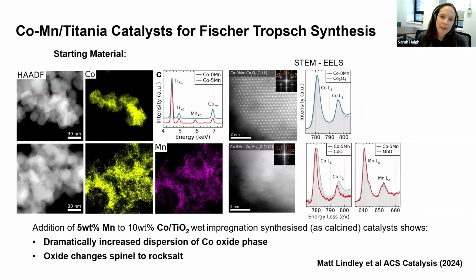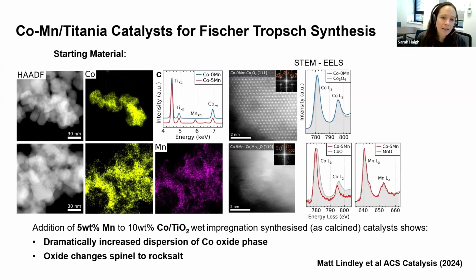So we were asked to have a look at these catalysts, and we start by looking at them ex situ as produced, so as calcined when they are various different cobalt oxides. And this image shows the comparison of the top row, which is a material which just contains cobalt, and the bottom row, which is a material that contains cobalt and manganese.